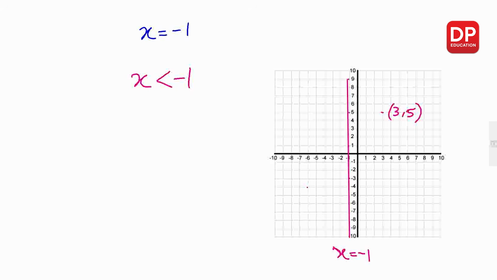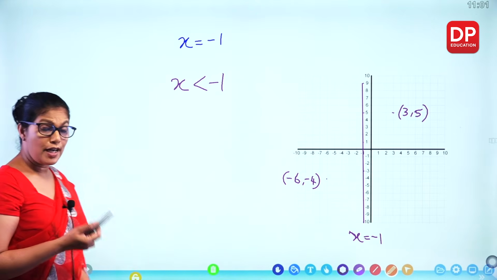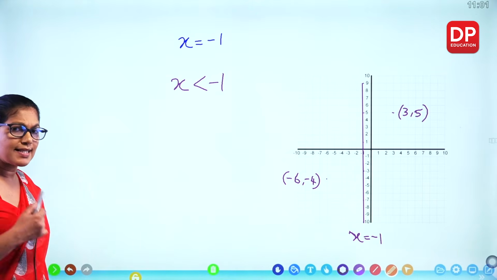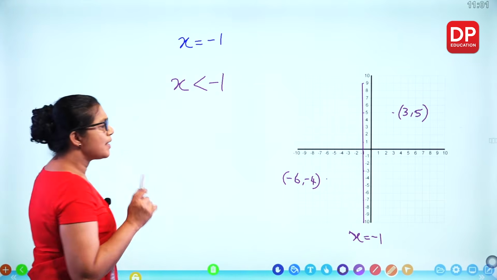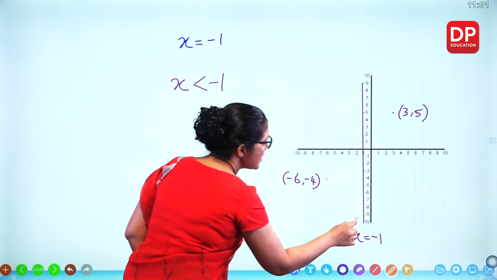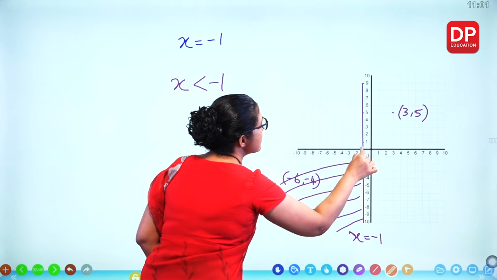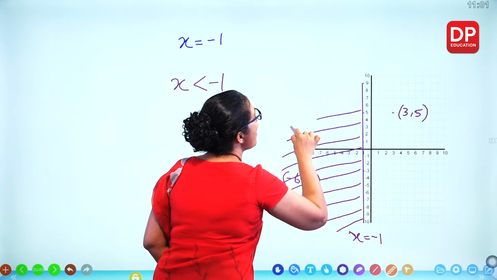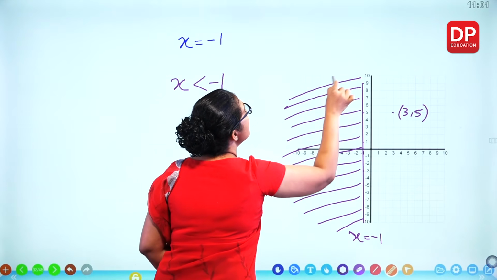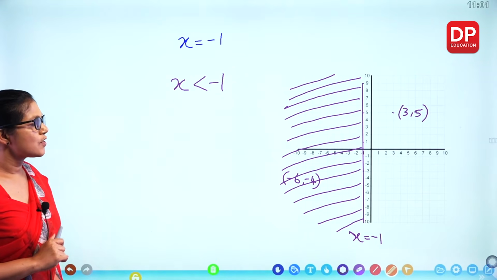What are the coordinates? You get minus 4 and minus 6. So minus 6, minus 4. When you look at the x value, we know minus 6 is less than minus 1. So that means if you want to shade this region, we can see that this region satisfies the inequality x less than minus 1.